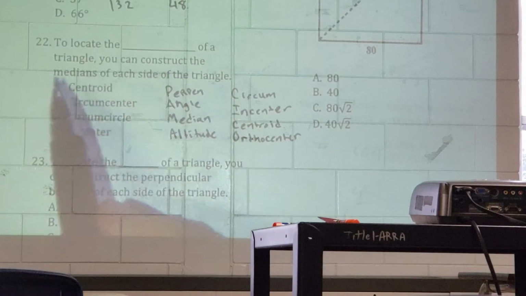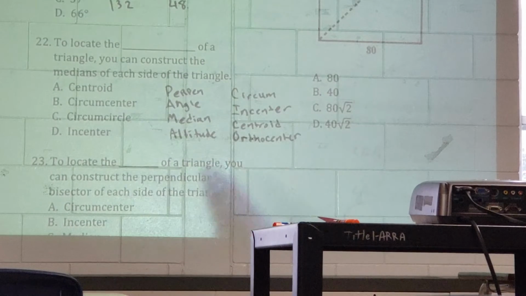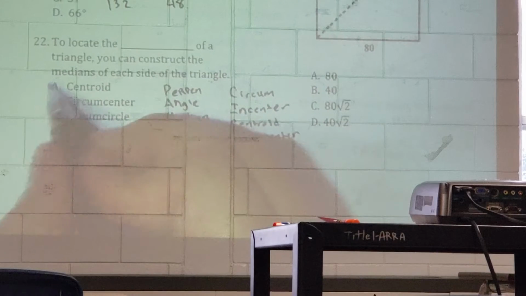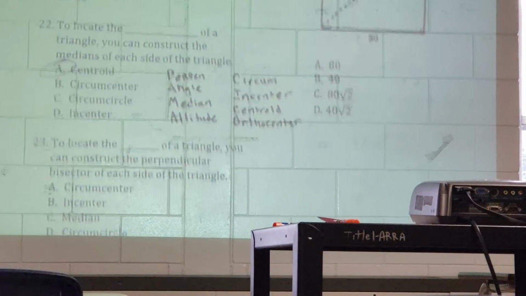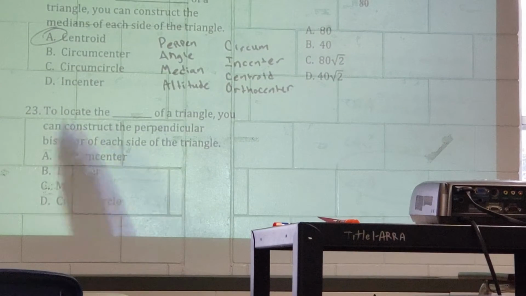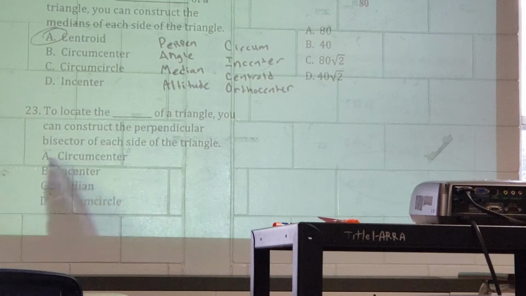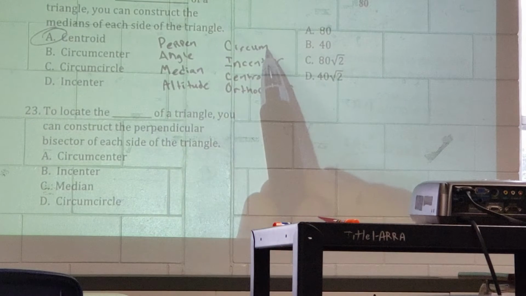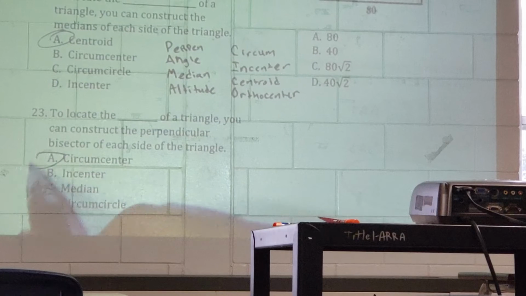The blank of a triangle can be found by constructing medians. Medians go with centroid. Centroid is A. And we're going to use that for the second one as well. To locate the blank of a triangle, you construct the perpendicular bisector. Perpendicular bisector goes with circumcenter. Circumcenter is A.